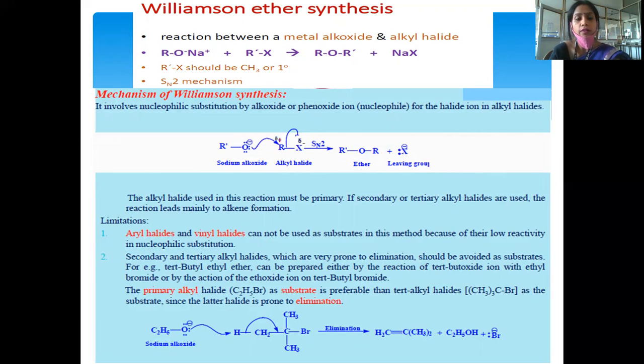So, for example, tertiary butyl ethyl ether can be prepared either by the reaction of tertiary butoxide ion with ethyl bromide or by the action of ethoxide on tertiary butyl bromide. Now, it is always preferable that the primary alkyl halide is used as substrate rather than the tertiary alkyl halide. Why? Because we don't want to get any elimination product or alkene.